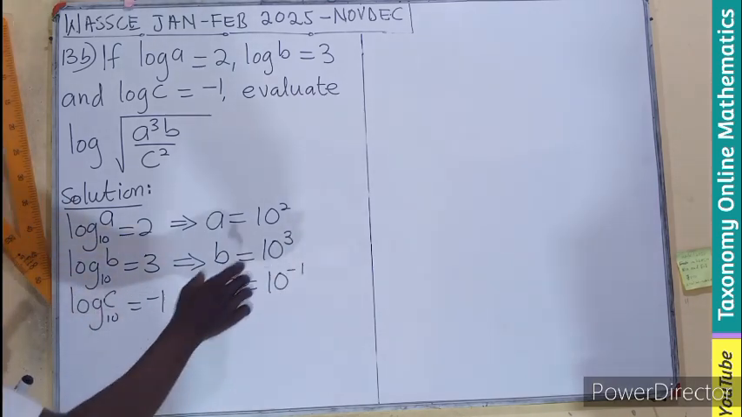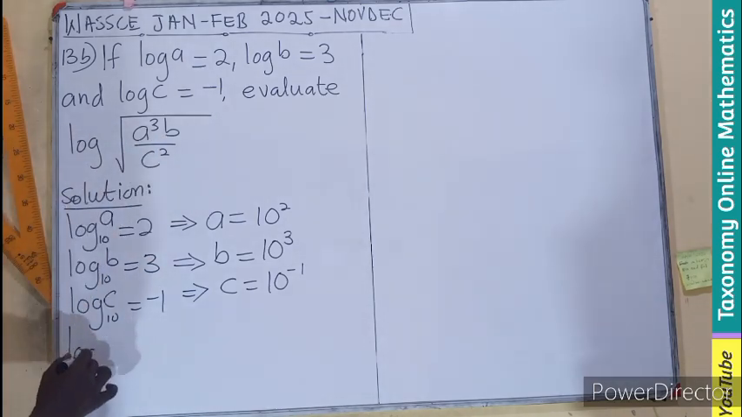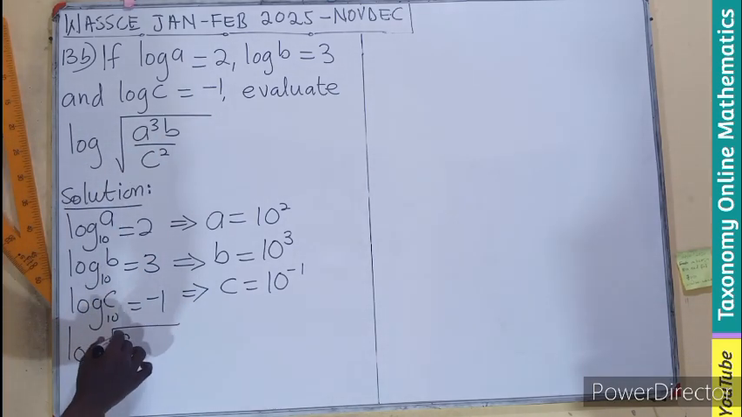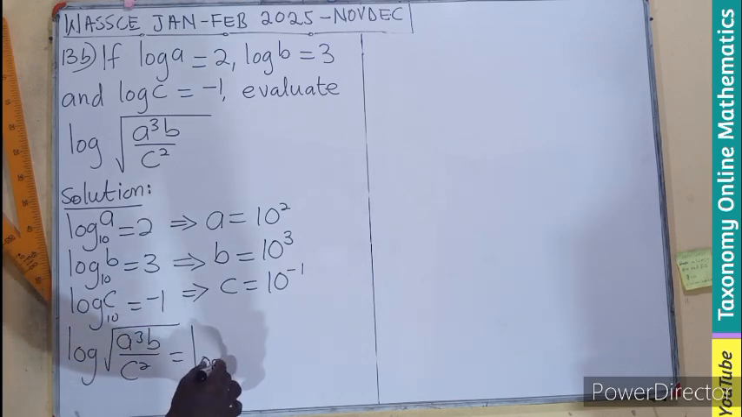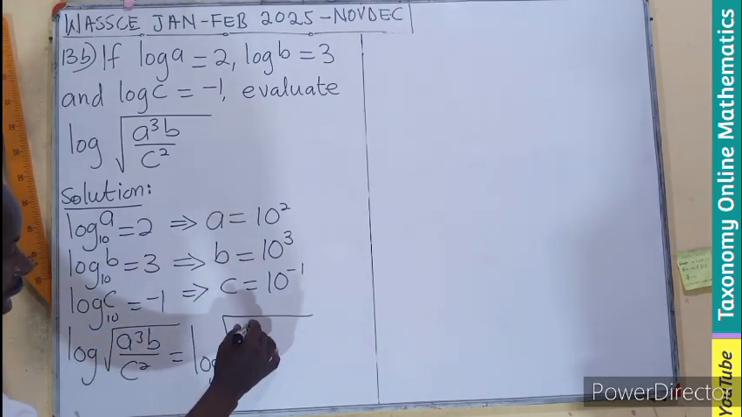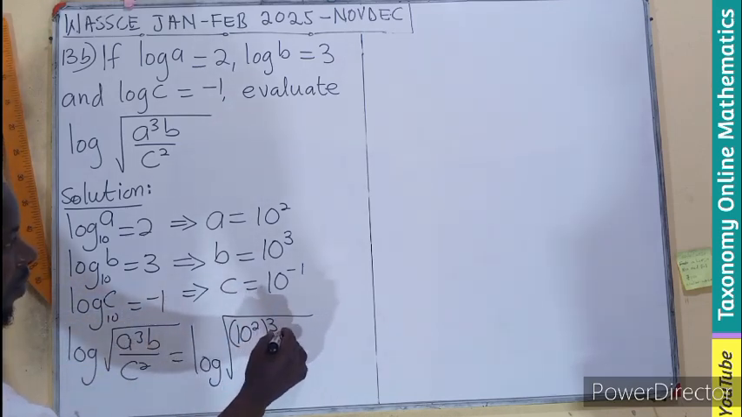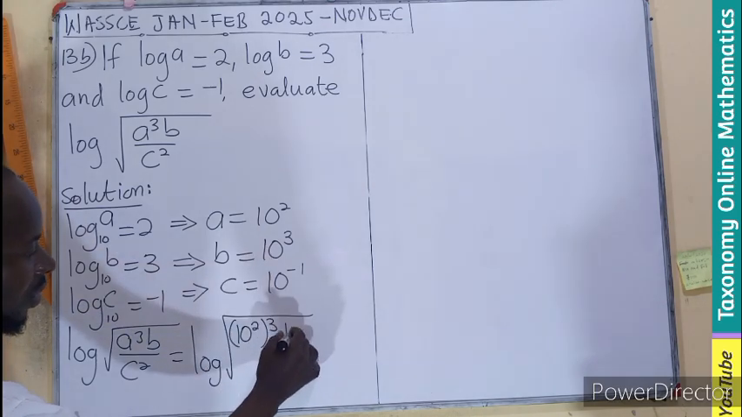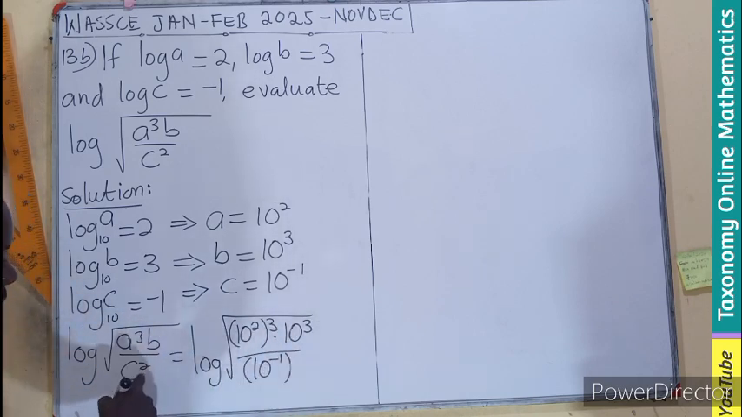So we can substitute these values, replacing the a, b, c here. We have the log of the root of a power 3b over c power 2 become the logarithm of the root of a. What do we have for a? 10 exponent 2 all to the power 3, then times b, which is 10 exponent 3, divided by c, which is going to be 10 exponent minus 1 all raised to the power 2. So now look at this.